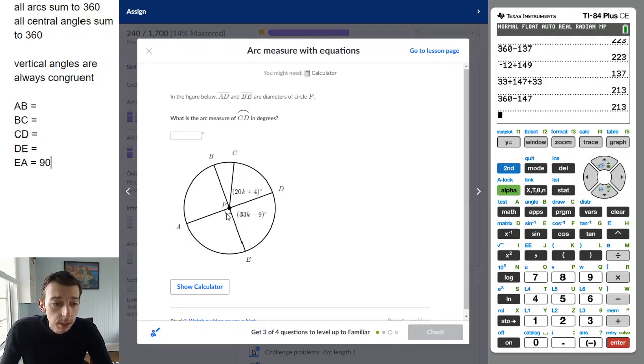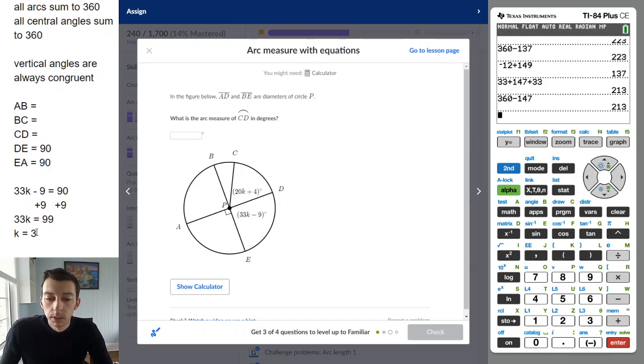Also, because this is 90, and this is a diameter that splits the circle into nice equal pieces, I know already that this is 90 degrees as well. So DE must be 90. So that gives us some information, because 33K minus 9 should be equal to 90 degrees. We already know that the arc is 90, so that expression should be equal to 90. So 33K, we'll add 9 to both sides. So just to show our work, we've got plus 9, 33K is equal to 99. When you divide 99 by 33, you end up with 3.